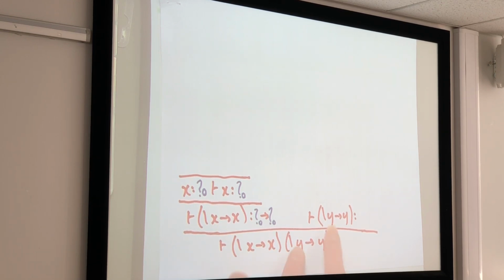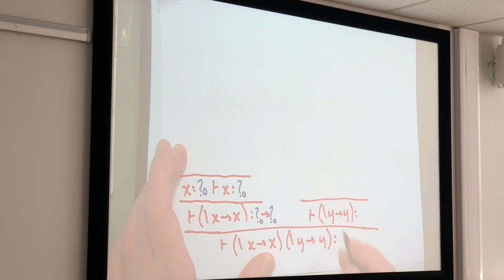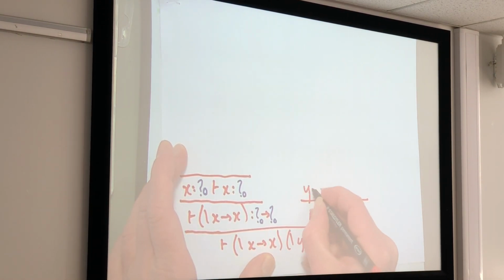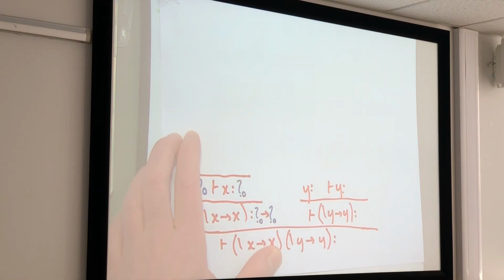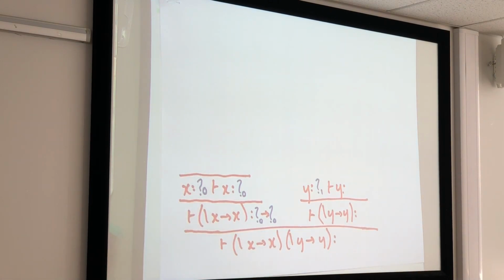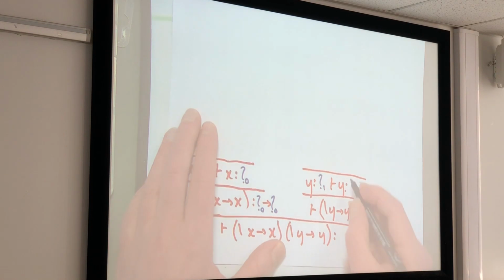Now, if we play the same game for the argument, what will happen? Exact same deal. We've got to make up a type for y. This time, anytime you make up a name for a variable to stand for a thing you don't know, you have to pick a fresh name. So that's going to be question mark 1. And then back comes question mark 1.